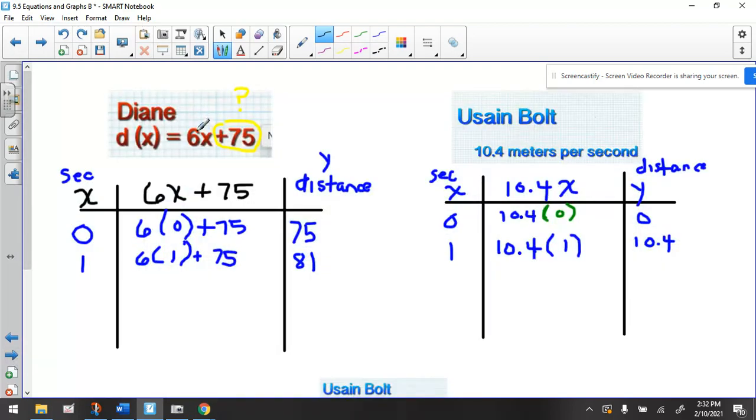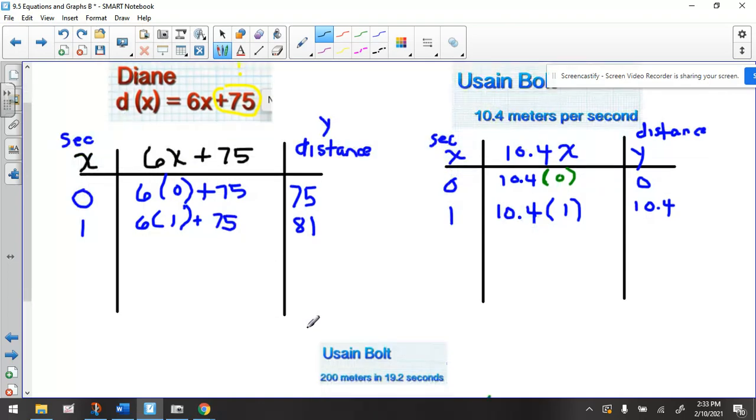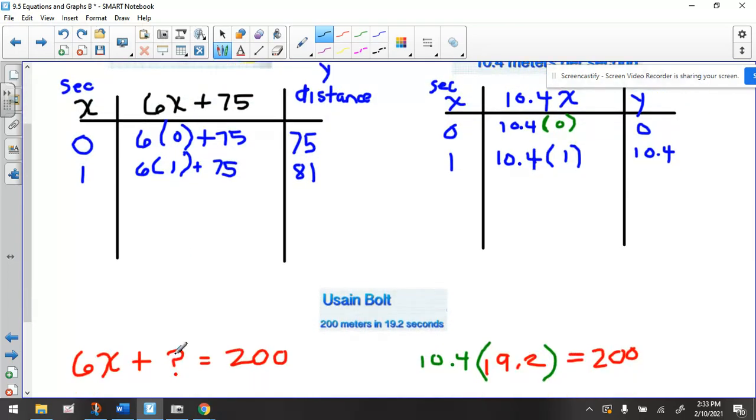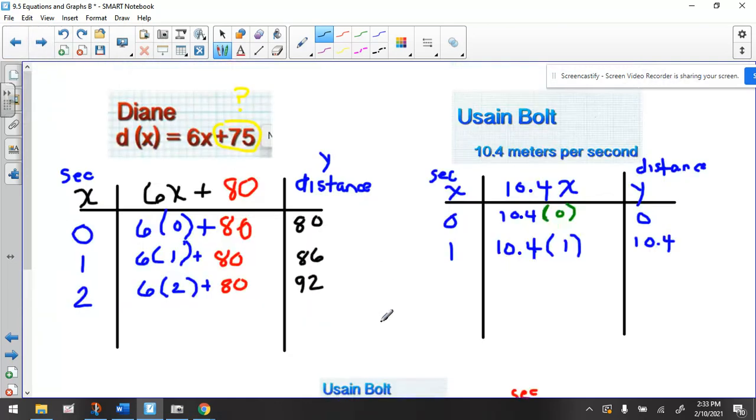Well, this is the one that she proposed, the idea of a 75-meter advantage. Now, if we finish the table here and we put in seconds, so no seconds, she's at 75, where Usain would be at 0. In 1 second, she would already be at 81 meters, where in 1 second, Usain would be at 10.4 meters. So we already know that's not going to work because she told us that. So the question is, what's that number that we need to put in for X? What's going to be this constant that's going to give her enough of an advantage?